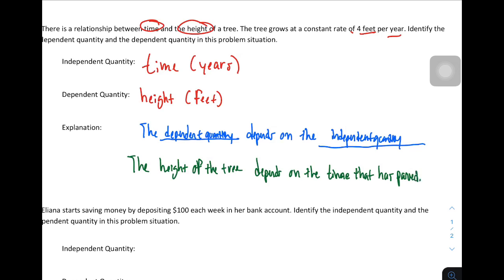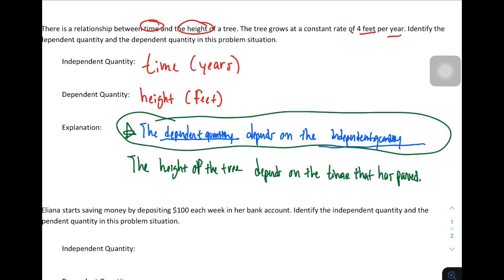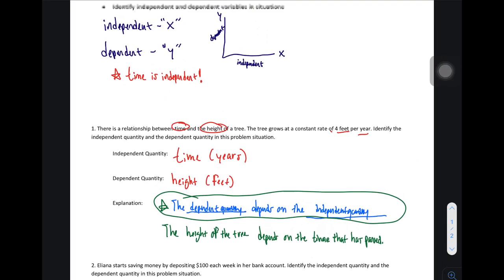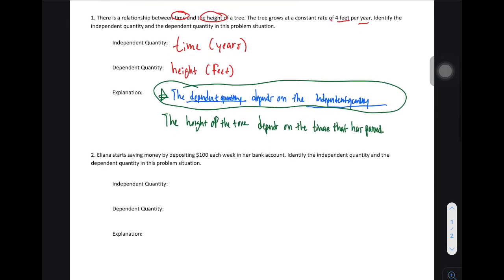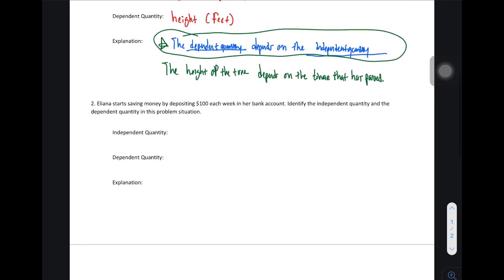Okay, so the height of the tree depends on basically how many years have passed. It's as simple as that. So a good formula is this one right here: the dependent quantity depends on the independent. All right, so talking about everything again: independent is your x variable. Dependent is your y variable. If you ever see time in a situation, usually that one is the independent variable. So let's go ahead and jump to number 2.